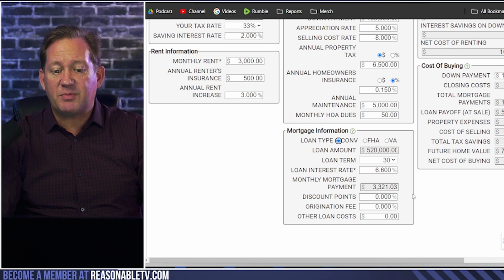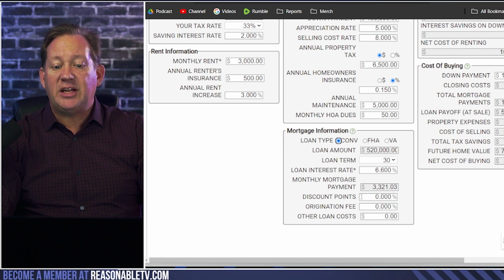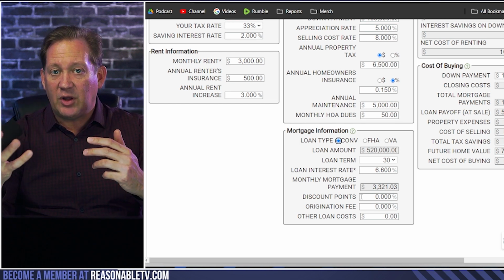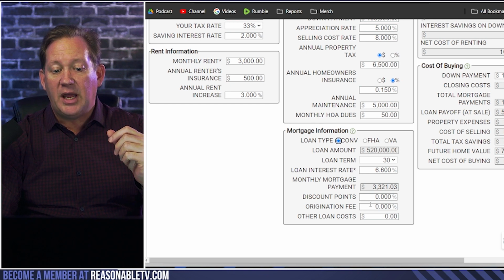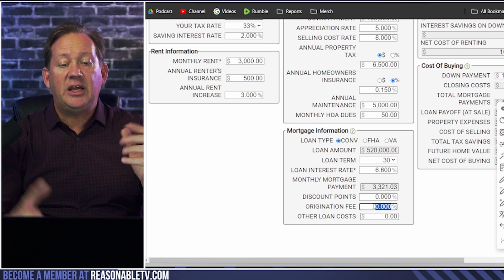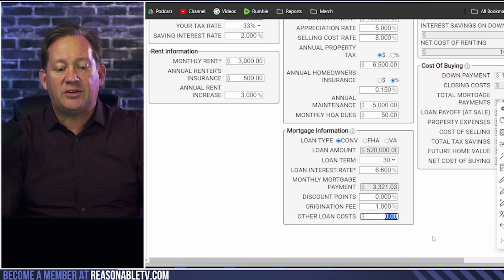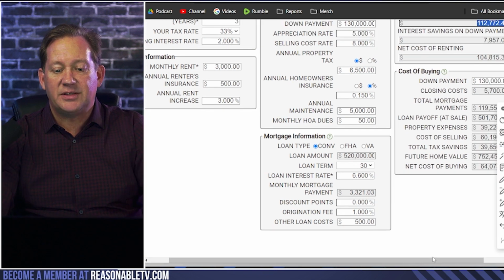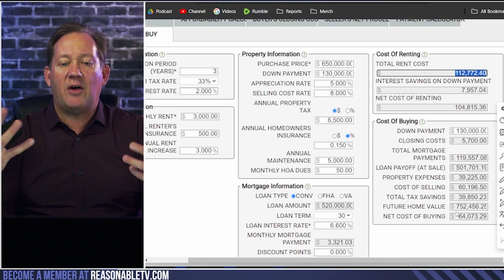The monthly mortgage payment is $3,321.03. Do you have any discount points? Meaning these are points on the loan. So maybe you're going to do an interest rate buy down. You might do a discount point. You've got a loan origination fee. That's the cost of getting the loan. Let's say 1% there. Other loan costs, let's just say $500 because being more covered is better.